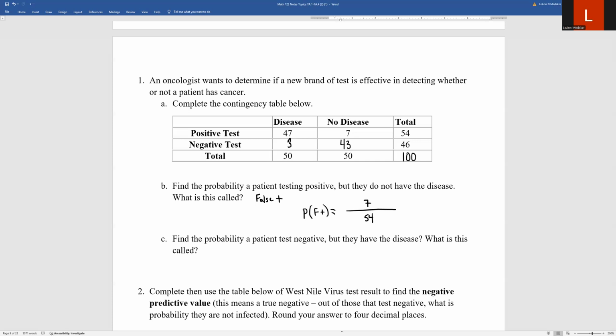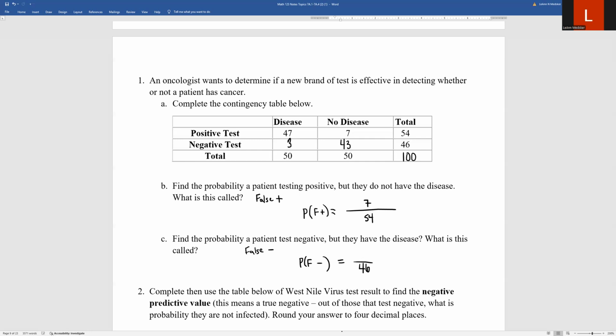Find the probability that a patient tests negative, but they have the disease. So that's that false negative. So you received a negative result, but you're actually sick. So again, only focusing on negative tests this time. And so there's 46 of those in total.